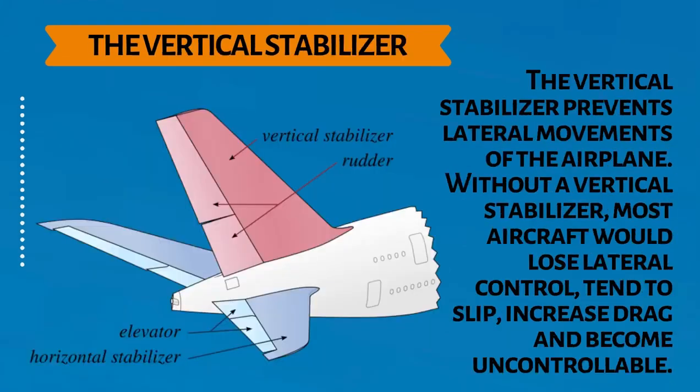The vertical stabilizer. The vertical stabilizer prevents lateral movements of the airplane. Without a vertical stabilizer, most aircraft would lose lateral control, tend to slip, increase drag, and become uncontrollable.